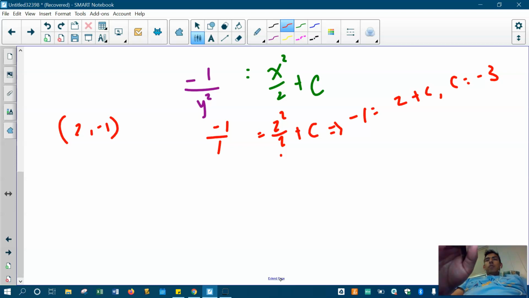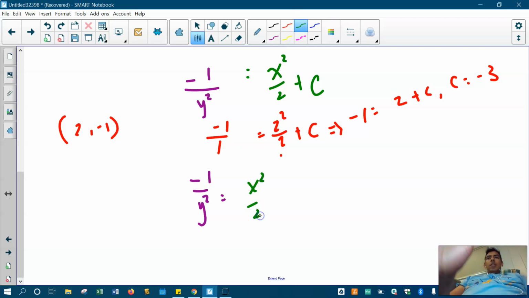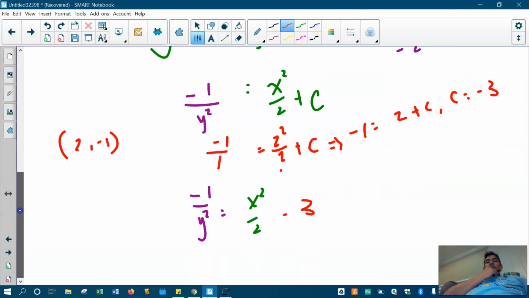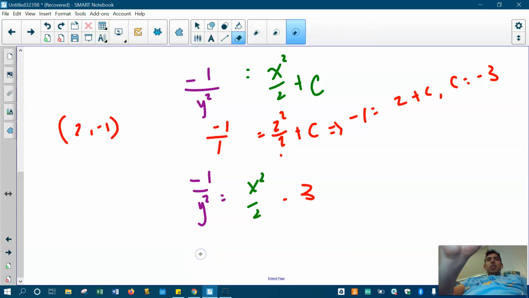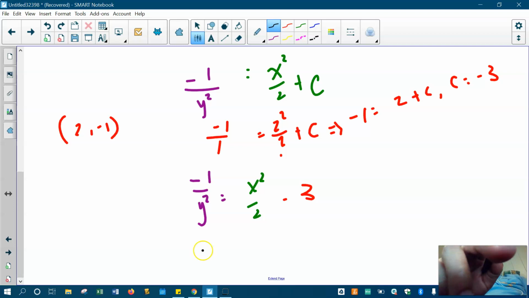Okay, let's see. 4 divided by 2 is 2, minus 2. Okay, looks good. So now I'm going to plug that number back in. It's -1 over y squared equals x squared over 2, and then we got a -3. And now what I need to do is solve for y. To solve for y here, I'm going to just multiply everything by 2 to get rid of that fraction. So I got -2 over y squared equals x squared minus 6. This last step, I'm just solving for y, so it's just some algebra.